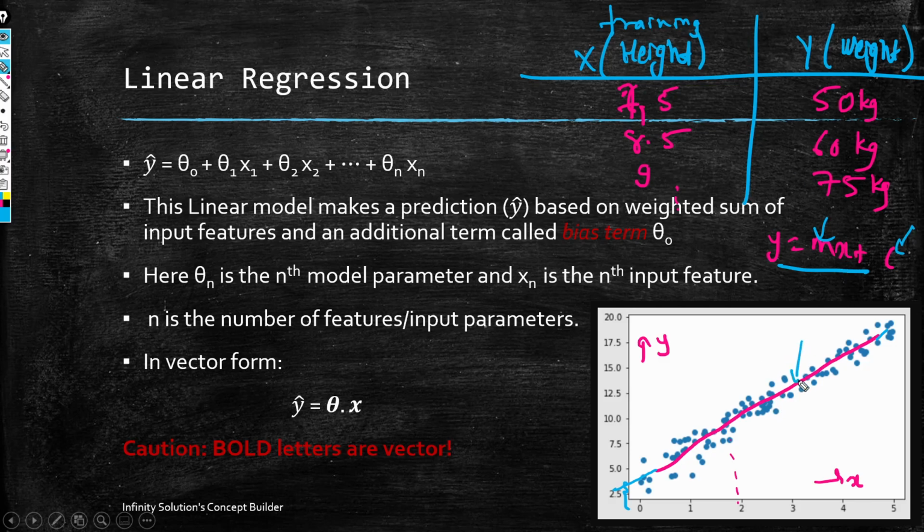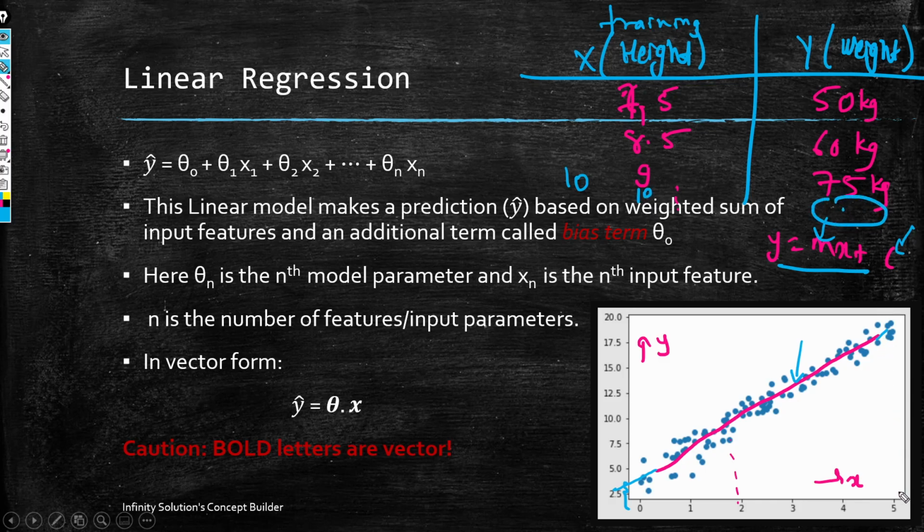After being trained on this data set, on these blue points, we get this pink line. Now for any future input, let's say my student has a height of 10. I don't know the unit, just 10. Let's say here is 10. What should the corresponding output be?